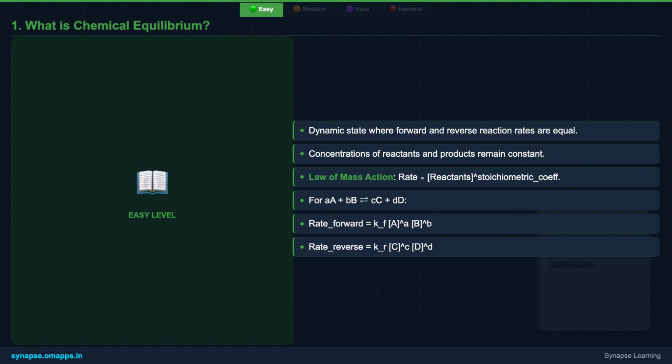This concept is formalized by the law of mass action, proposed by Guldberg and Waage. It states that the rate of a reaction is proportional to the product of reactant concentrations, each raised to its stoichiometric power. This fundamental law helps us quantify reaction rates and ultimately, the state of equilibrium.